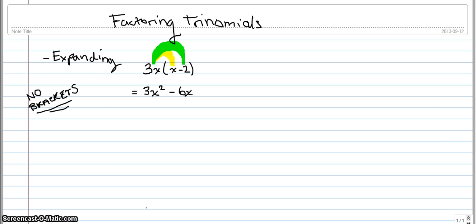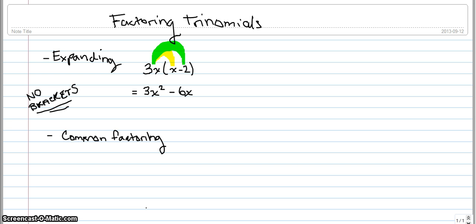Okay, so that's expanding. The second thing that you need to know how to do is common factoring. Some people call this simple factoring, or factoring by taking out the common factor or the greatest common factor. I'm just going to call it plain simple common factoring. You're going to see that common factoring is actually the exact opposite of expanding.